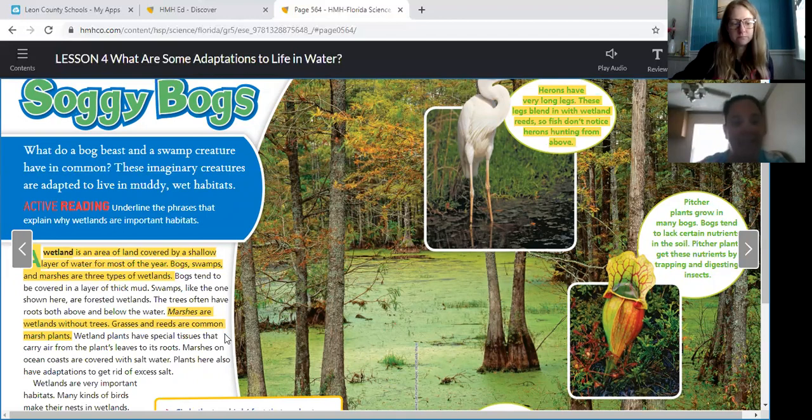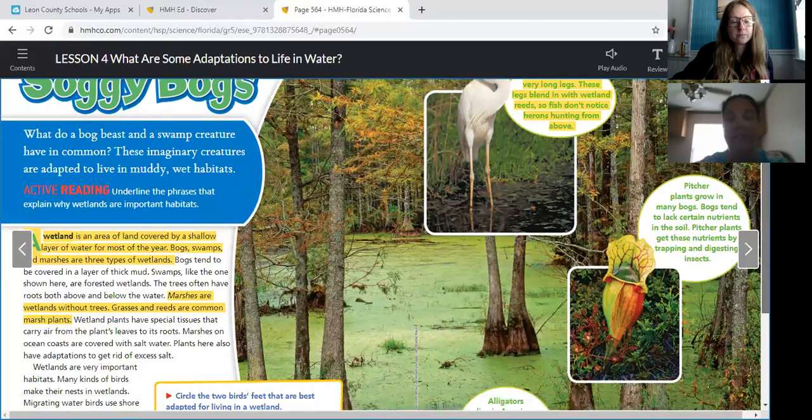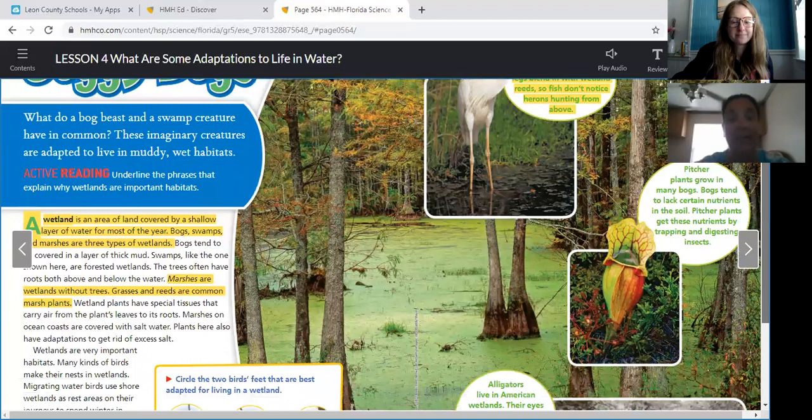Wetland plants have special tissues that carry air from the plant's leaves to its roots. Marshes on ocean coasts are covered with salt water. Plants here also have adaptations to get rid of excess salt, like that mangrove tree that we studied a while back that has a way to get rid of salt, even though it grows in a saltwater habitat.